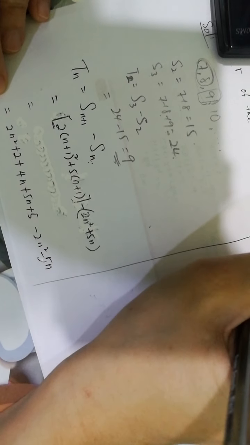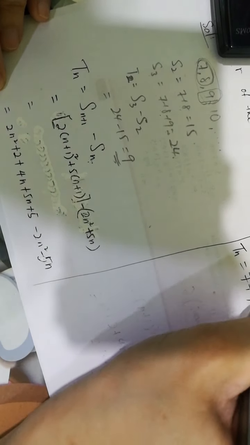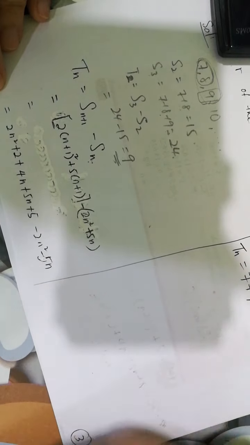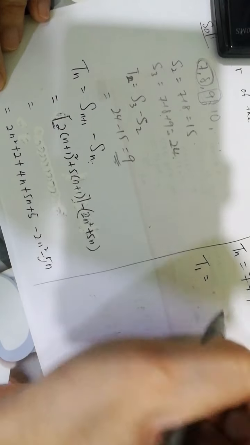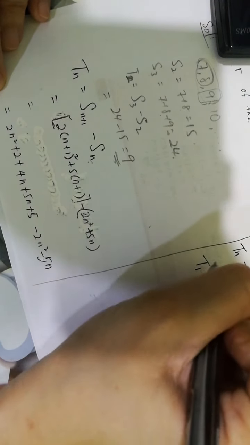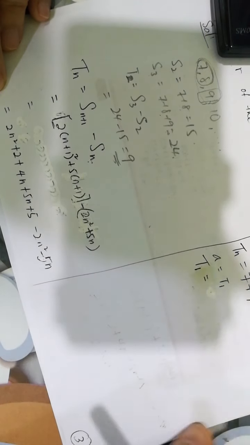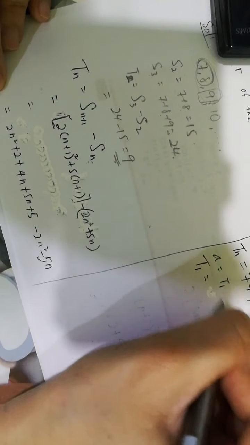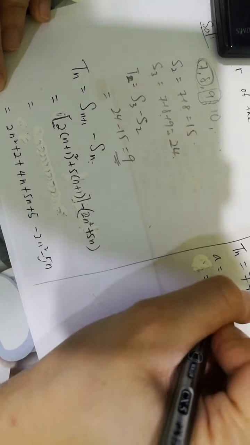Okay, now you will have 2n squared minus 2n squared, so Tn equals 2 plus 4n plus 5. Okay, so you have 7 plus 4n. So this is Tn, that means term n. To know what A is, you just put T1. T1 is A. So T1 equals 7 plus 4, so 11.